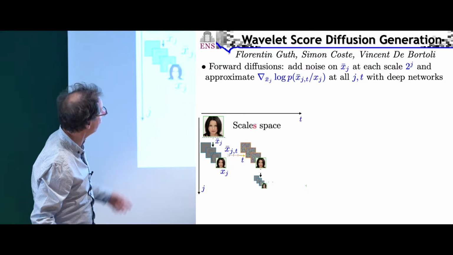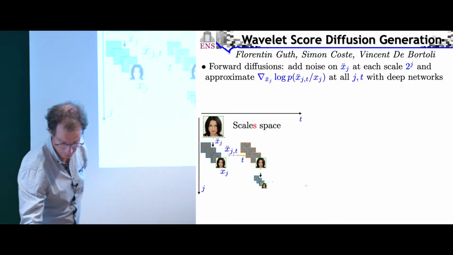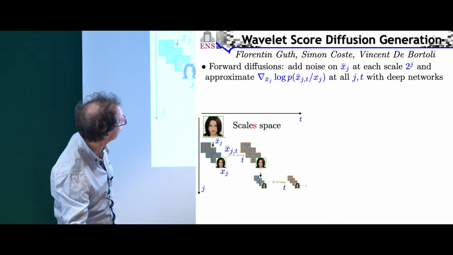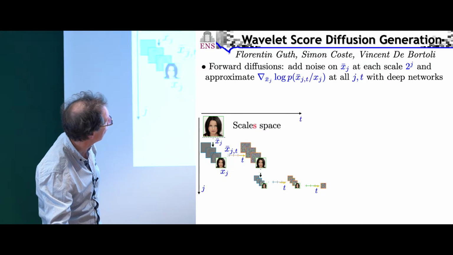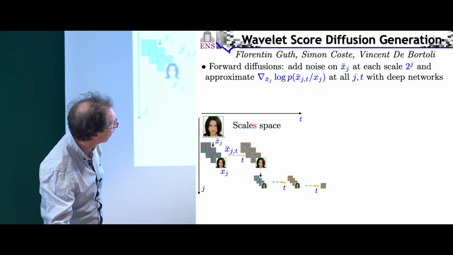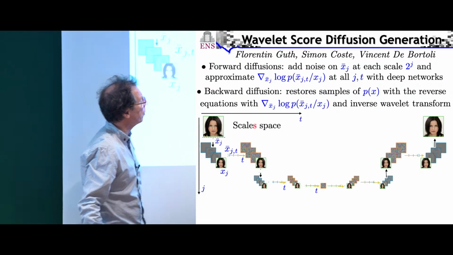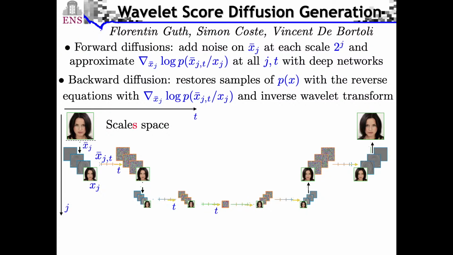Then we're going to do the same thing at the next scale, where we introduce noise to compute the score, and finally at the coarse scale. Now we're going to then synthesize. So the idea is essentially the same, coarse to fine. We first synthesize the low frequencies, then we synthesize the high frequency wavelet coefficient, then at the next scale, the high frequency wavelet coefficient. Why doing that?